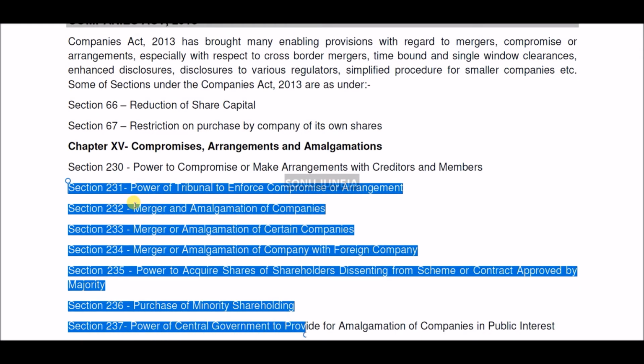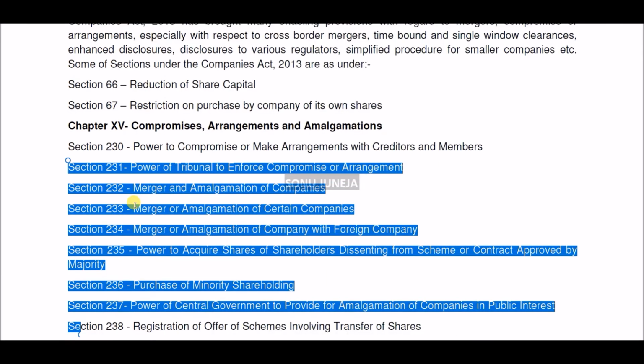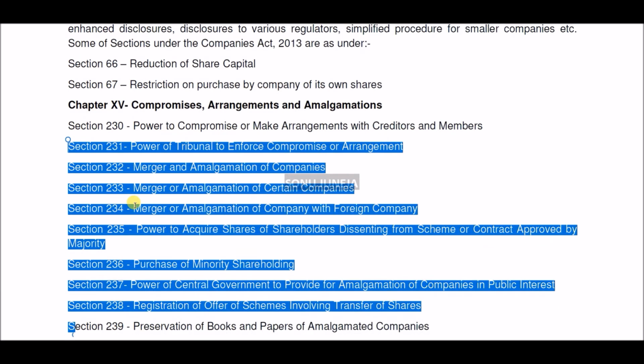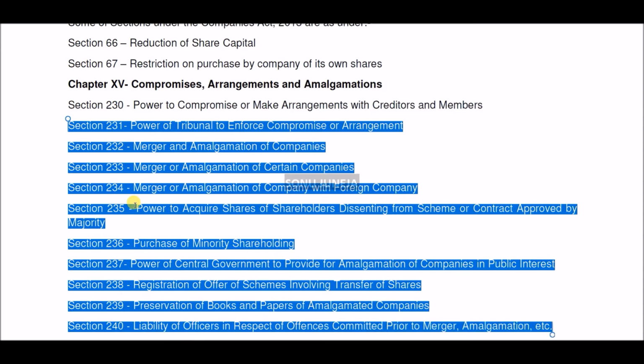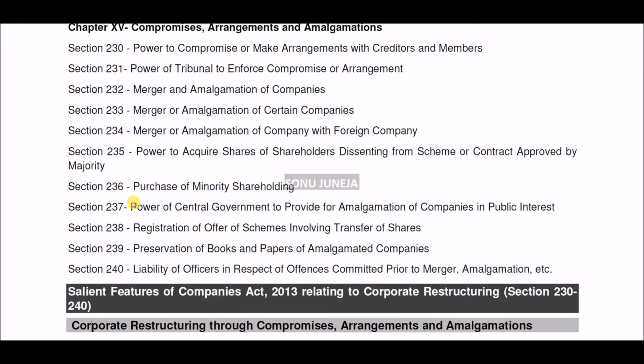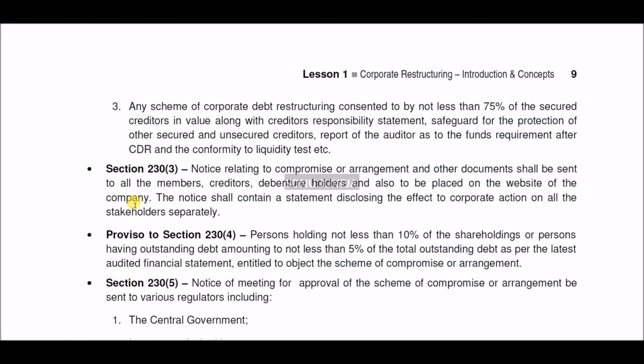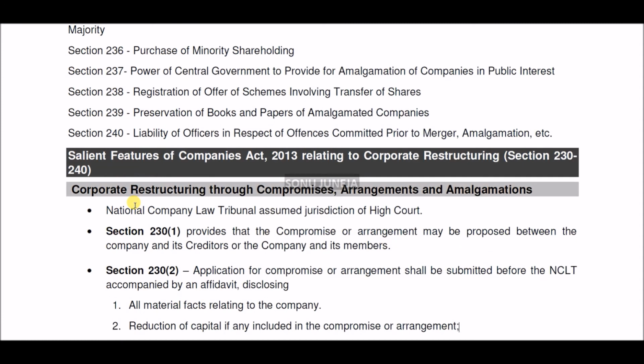237 has to deal with the power of central government to provide for amalgamation of companies in public interest. 238, registration of offer of scheme involving transfer of shares. 239, preservation of books and papers of amalgamated companies. 240 is for the liability of officers in respect of offences committed prior to merger or amalgamation. Perfect. Now you have the salient features of the Companies Act 2013 relating to corporate restructuring, that is to be dealt with in sections 230 to 240: corporate restructuring through compromise, arrangement and amalgamation.